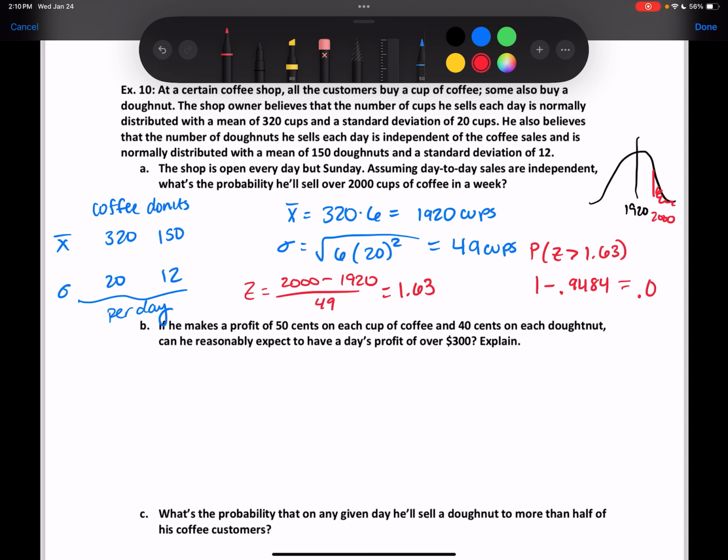So we'll just say 0.05. So basically there's a 5% chance that he sells over 2,000 cups of coffee in a week. Now, if you wanted to do normal CDF for this one, it would be normal CDF of 2,000, 1E99, 1920, and 49. And because of the way you put this in, this will actually give you 0.05 with some decimals after it.